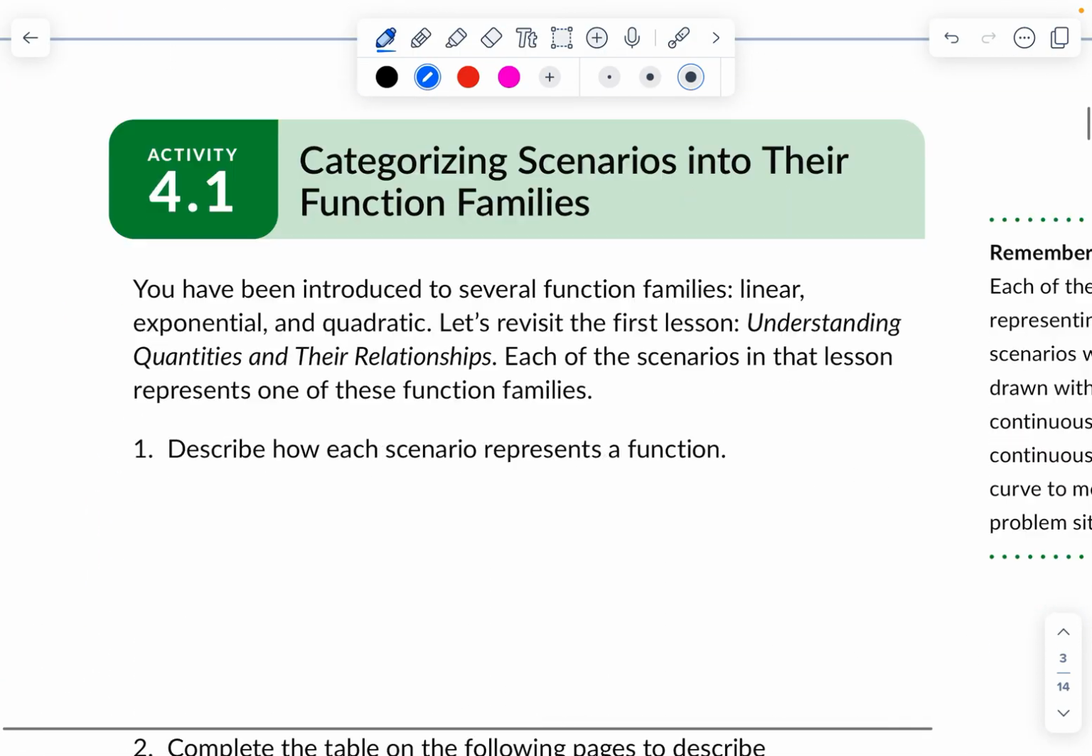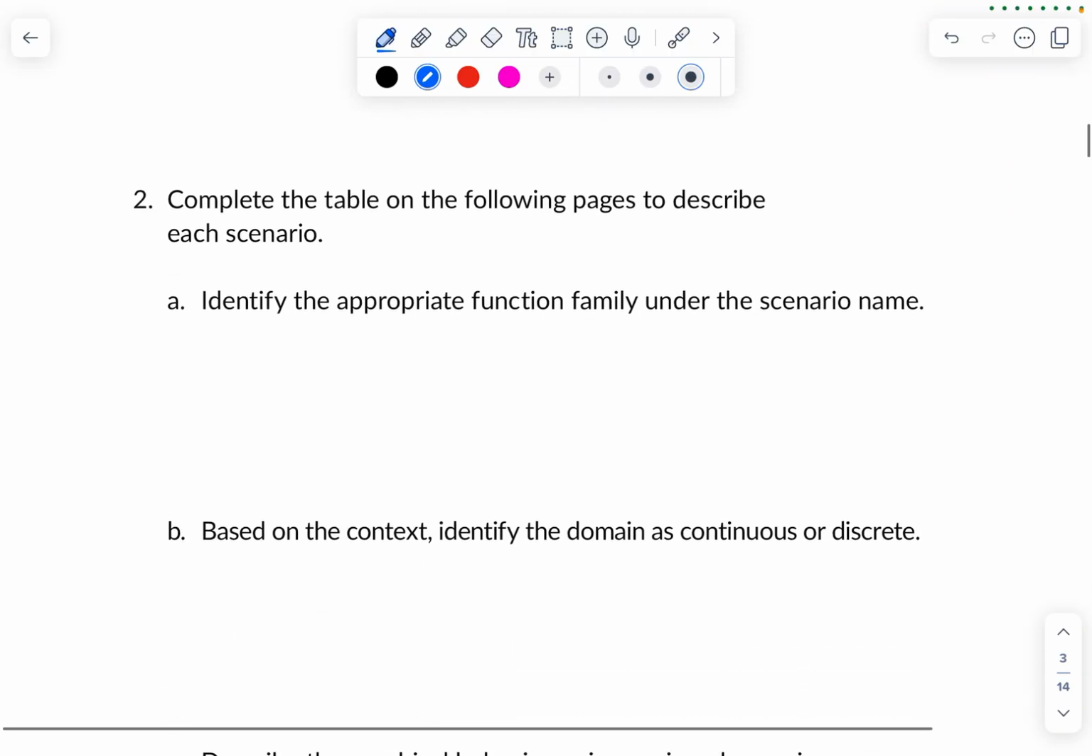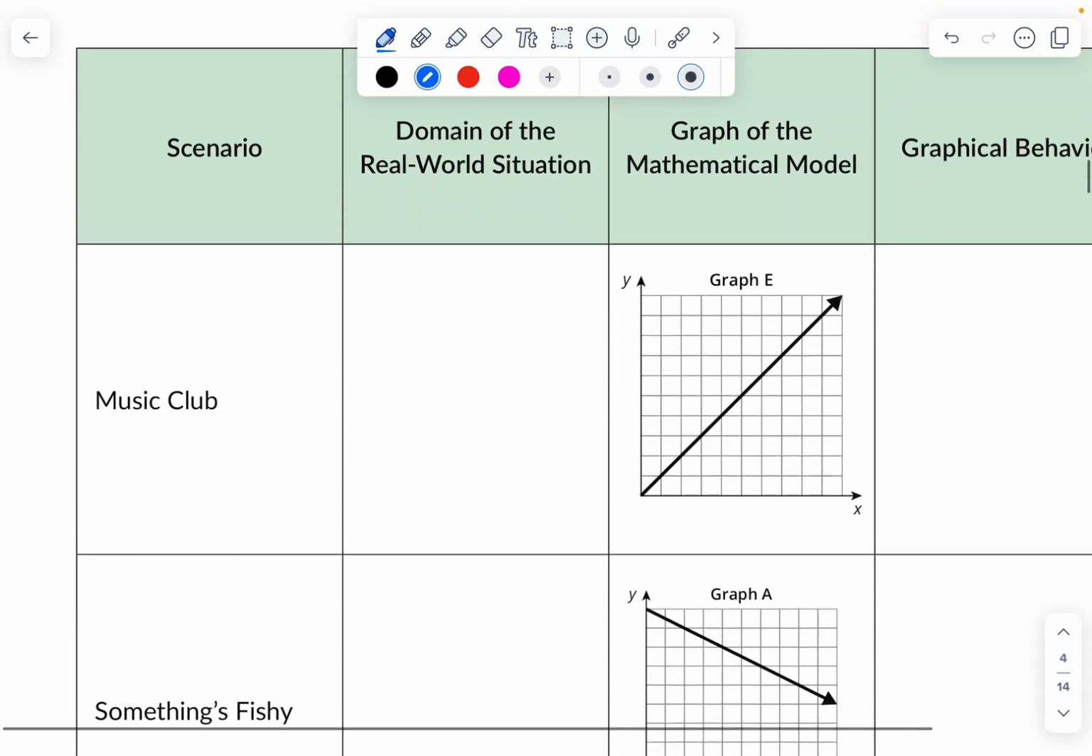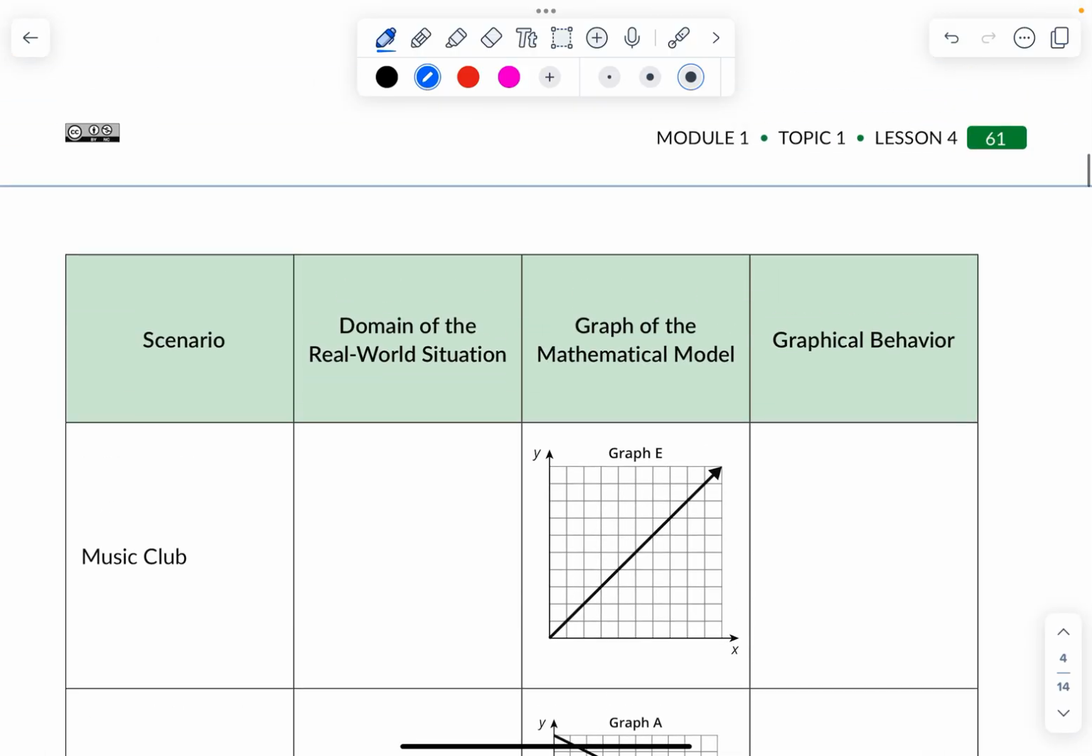Okay, we're going to look at the function families, we're going to look at the scenarios that we did way back in lesson 1. So I'm going to actually skip this next page, and we're going to go all the way to the table on page 62, and we are going to look at these different scenarios that they gave us, and we're going to discuss, first of all, the domain of the real world situation. What they want to know here is, should it be discrete or should it be continuous?